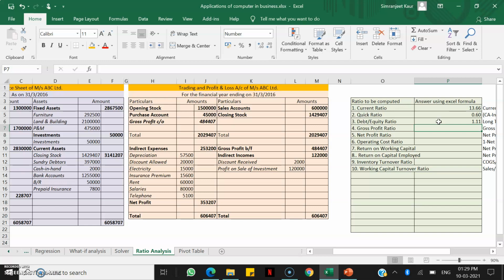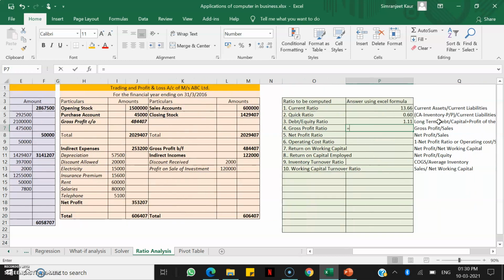Then my gross profit ratio. So this is gross profit divided by sales. So these figures are clearly available to us in our profit and loss account, right? So gross profit divided by the sales, which are also here in trading and profit and loss. I'll simply press enter. So 0.81. Now I want to know my net profit ratio. So this is also given in the profit and loss account, right? So my net profit divided by sales, so 0.59. So you see there is a difference between gross profit ratio and net profit ratio, which will further help us in the analysis.